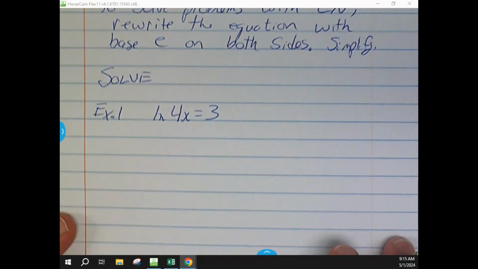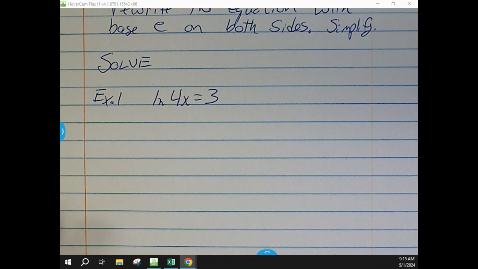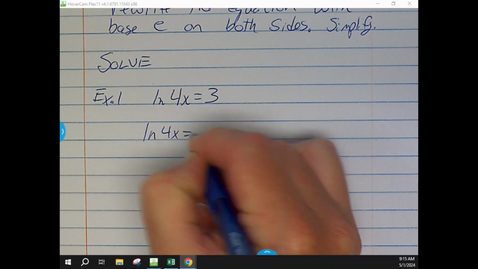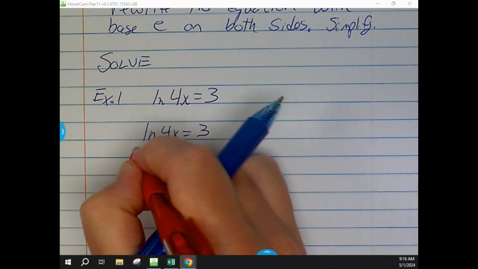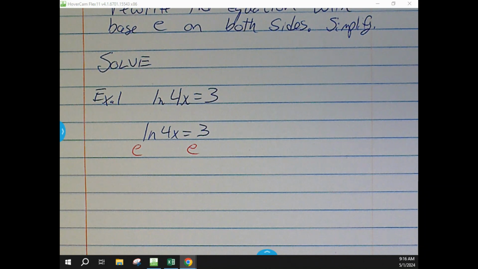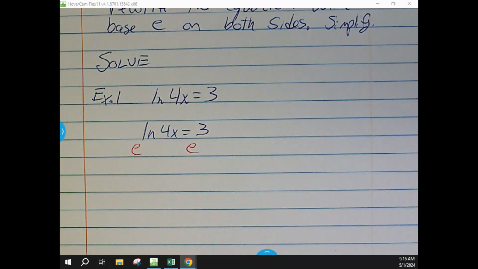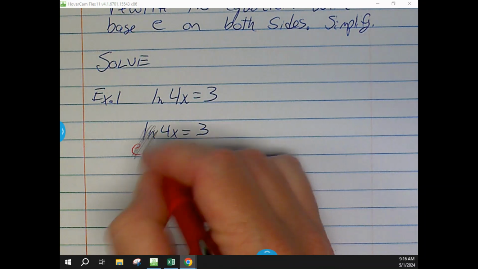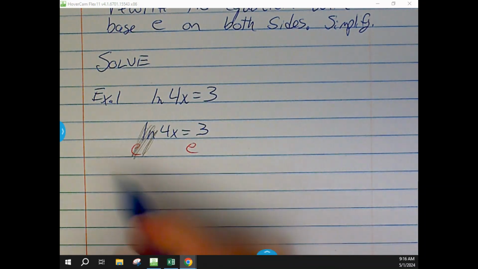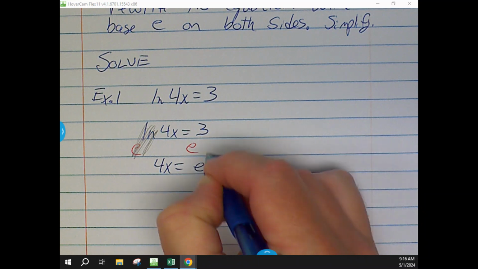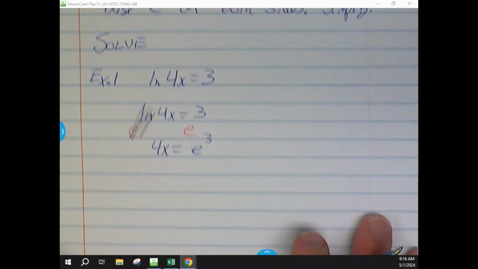Okay, so if we have the ln of 4x equals 3. What we're going to do is take that same equation, but now rewrite it so that both sides are base e. Again, the reason we do that is if you've got the e and the ln touching now, those two things cancel each other out. You're left with 4x equals e to the third.